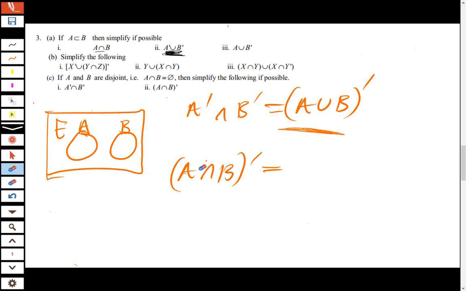So the answer here will simply just be, we know that A intersection B has been given in the question there to say it's an empty set. So we put an empty set there, and then an empty set complement will simply just give you the universal set when you check the rules of sets. So that's the answer there. I don't know if you have any questions before we can proceed.